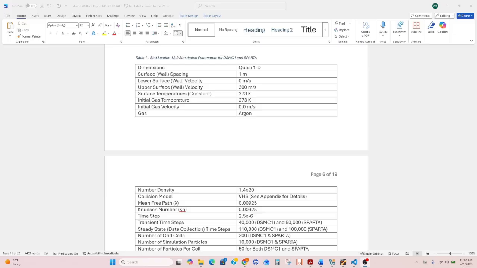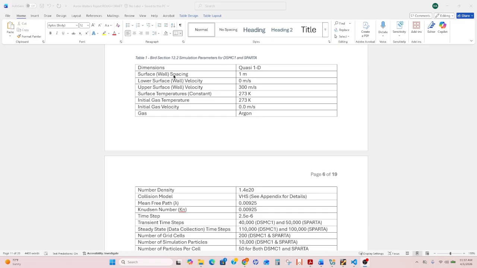All right, so we're going to perform the same simulation in SPARTA, and I'm going to walk through the process of doing that and the different files you need. So first thing, all these simulation parameters are given inside of the text of 12.2 of Bird's book. It's copyrighted, so I don't want to show it. But I'll talk about it. It's quasi 1D. There's only a change in one direction. SPARTA won't let you do 1D simulations. We'll talk about that in a minute.